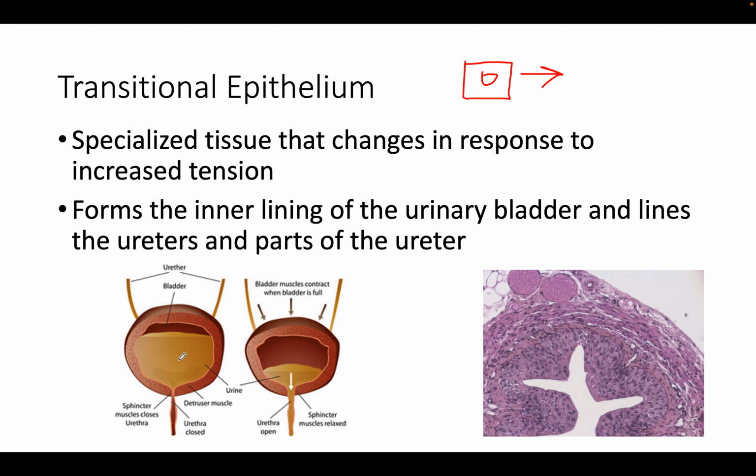Think about your bladder filling up. It's kind of like a big balloon, so if there's a lot of urine in there, it's going to put some pressure on these cells. So what happens is that these can actually change. They become a little bit smaller and thinner, due to the increased tension from the urine, which causes the cells to get a little flattened, okay?